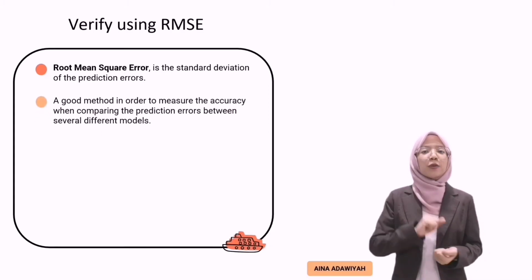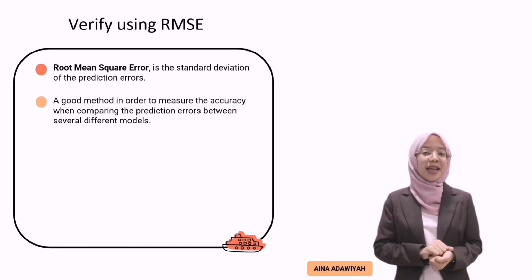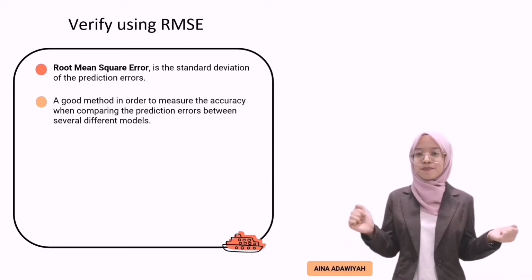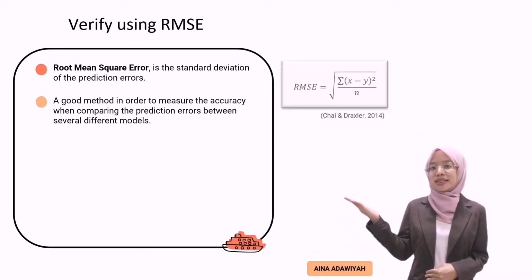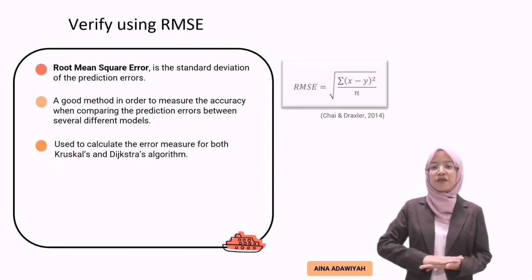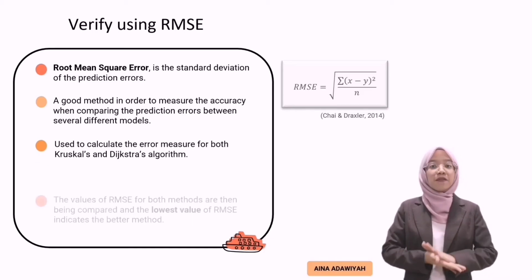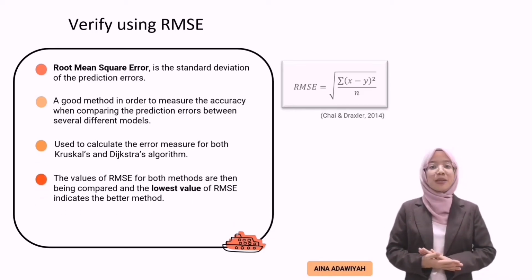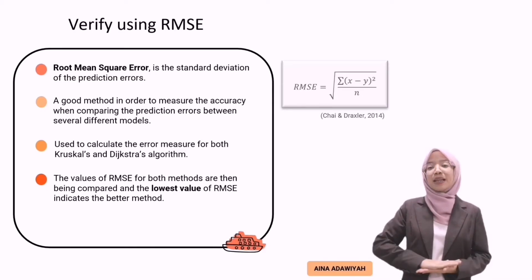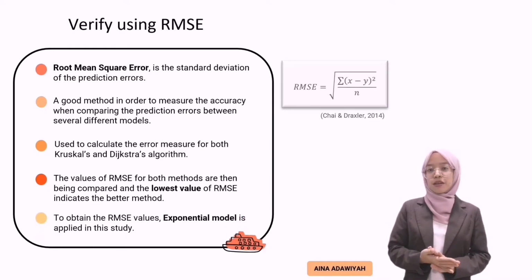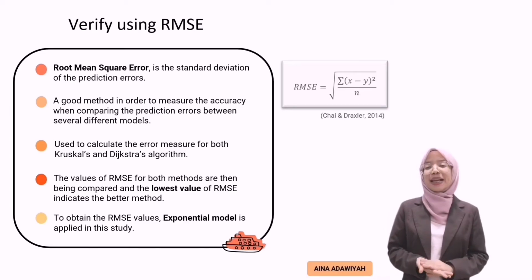It is a good method to measure the accuracy when comparing the prediction errors between several different models. This is the formula to calculate RMSE. RMSE was used to calculate the error measure for both the Kruskal and Dijkstra algorithms. The RMSE values for both methods are then compared, and the lowest value indicates the better method. To obtain the RMSE value, an exponential model is also applied in this study.